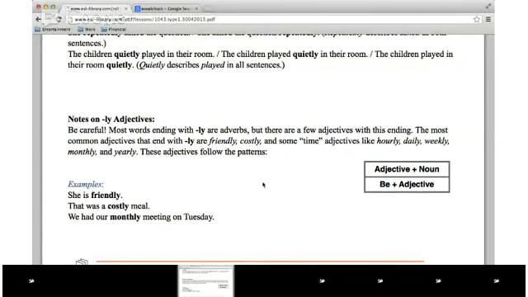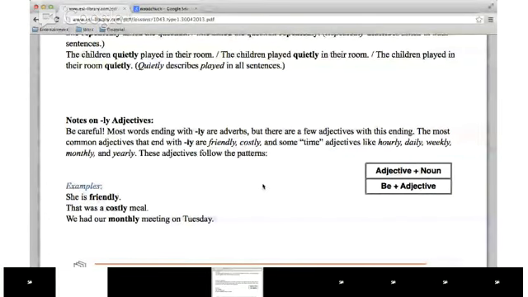Now, one thing to remember is that adverbs are not placed in front of nouns. So if you see a word like costly, and then right after that you see a noun, now remember, a noun is a person, place, thing, or idea, then this is most definitely going to be an adjective.